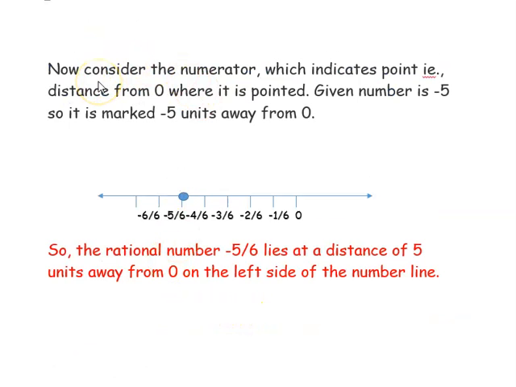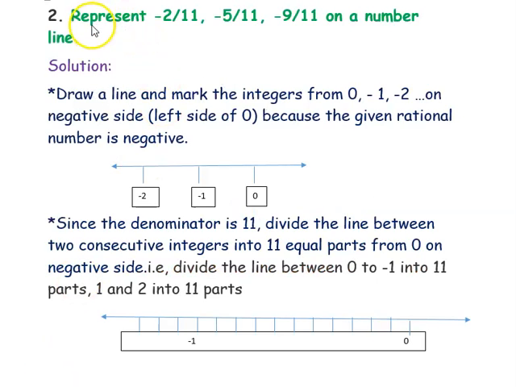Now the third step is we want to see the numerator. So the numerator is 5. So it's negative 5. So now we are moving on to the left side of the line, 5 units away from 0. So 1, 2, 3, 4, 5. So the point negative 5 by 6 is situated here. So negative 5 by 6 lies at a distance of 5 units from 0 on the left side of the number line.